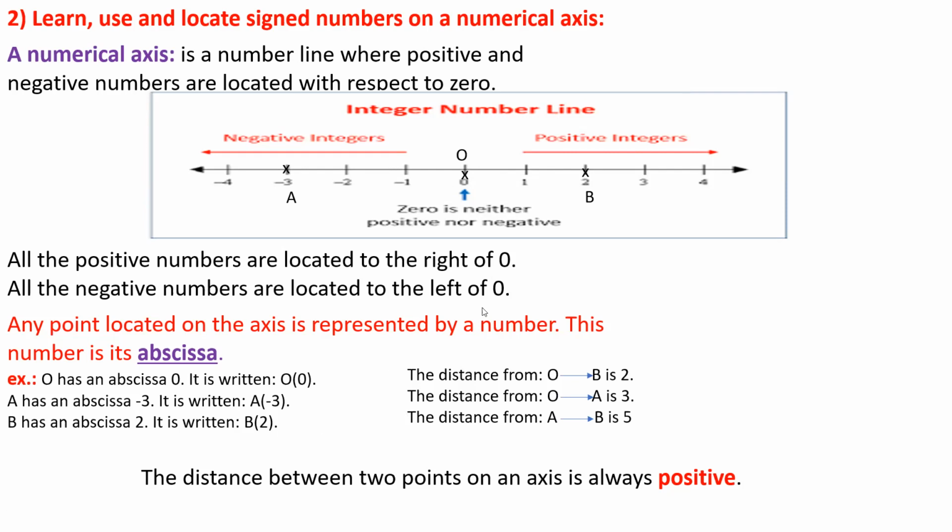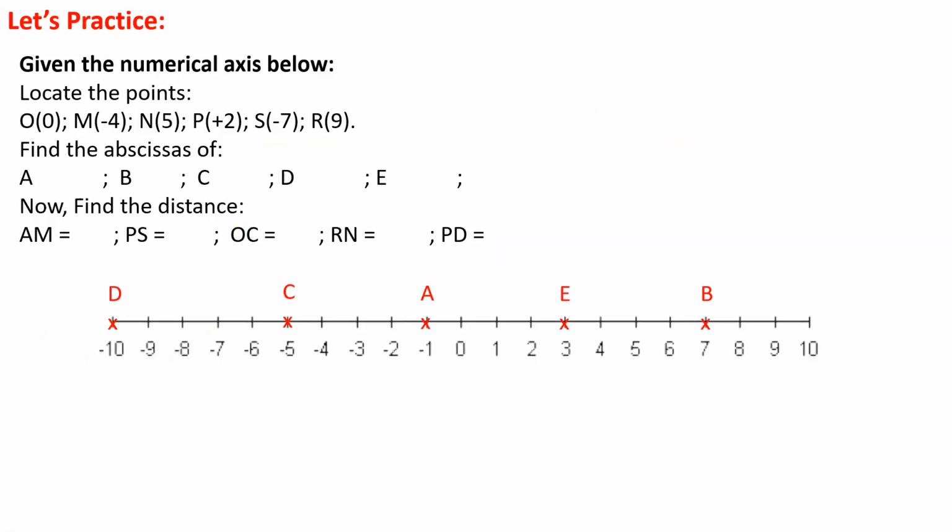So the distance between any 2 points, if I wanted to know the distance between point O and B, it is 2. Between point O and A, it is 3. Always the distance should be positive, it's never negative. Let's practice this numerical axis.